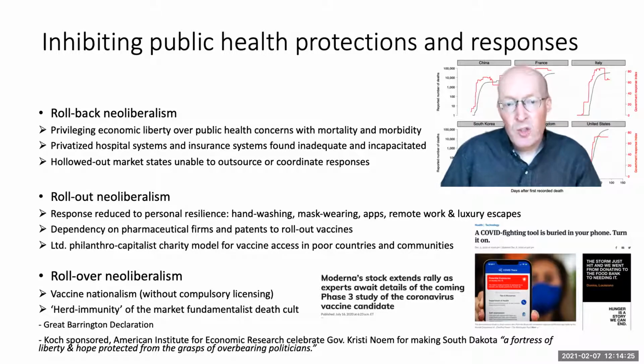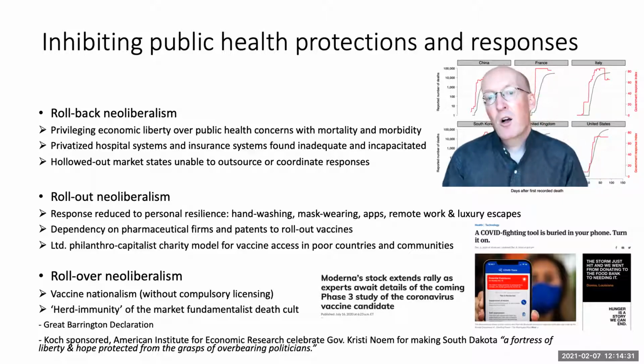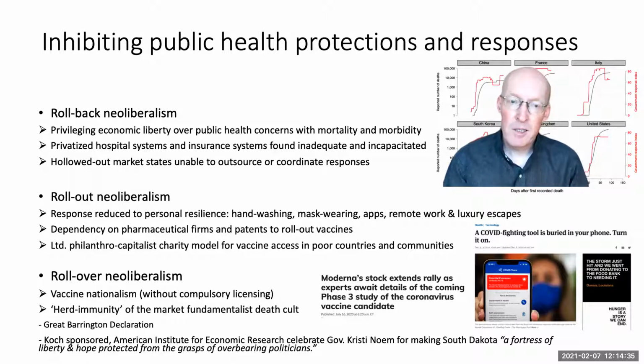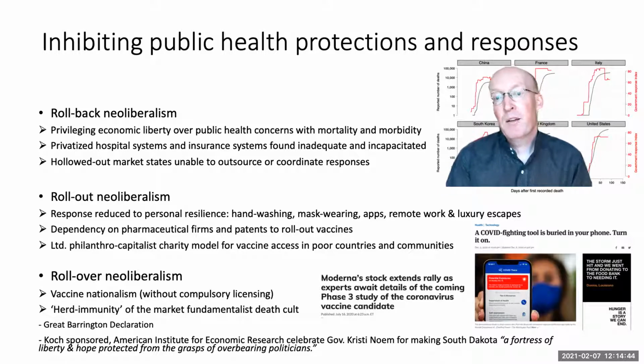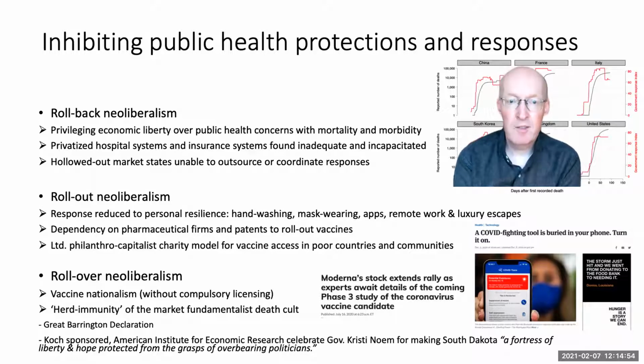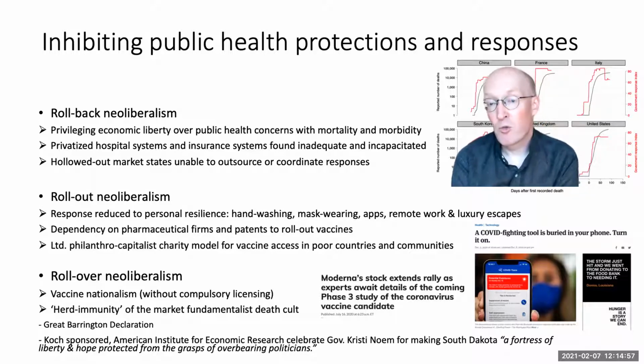There are institutional ways rollback neoliberalism has inhibited public health protections, not least of all through the privatized hospital systems and insurance systems that Americans depend on, and in other countries where they have dominated all around the world. The results have been found inadequate, and hospital systems have been found incapacitated when their whole for-profit model has not been able to shift over to dealing with the pandemic. They've lost clinical revenues, obviously, because of other treatments and processes not happening. At the same time, they've been hit by the need to provide ICU space for COVID patients.